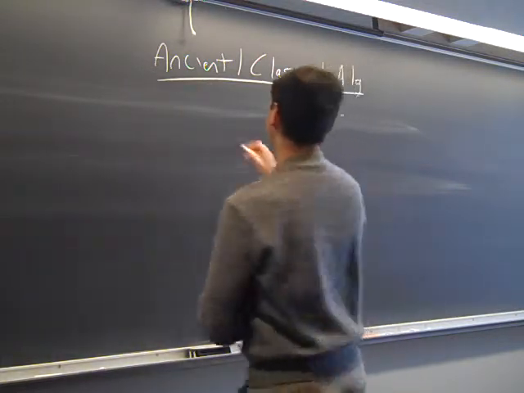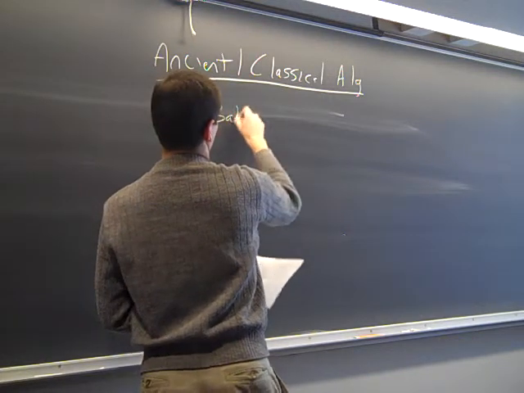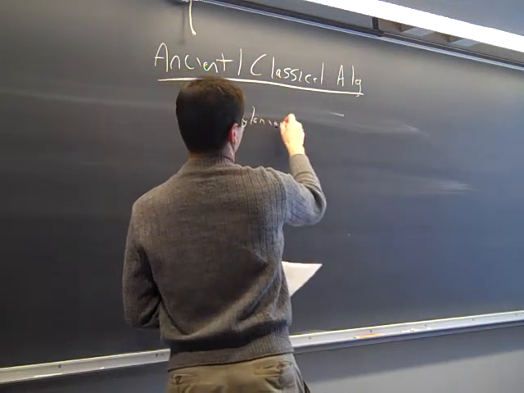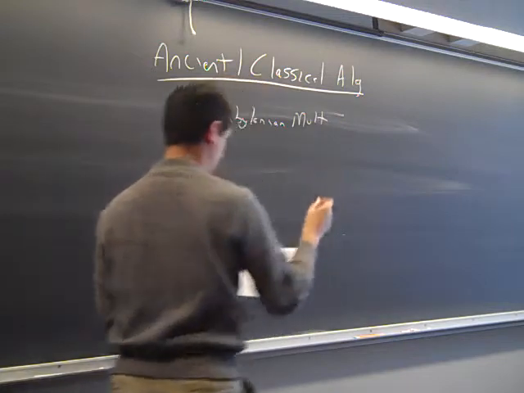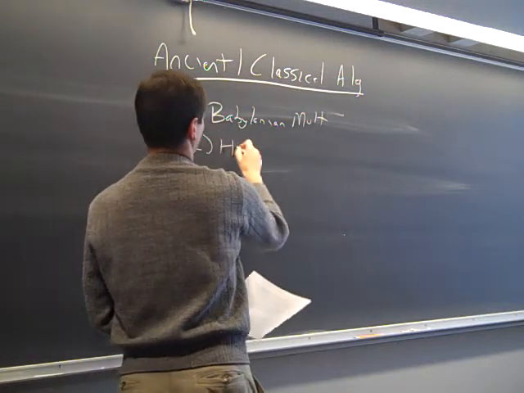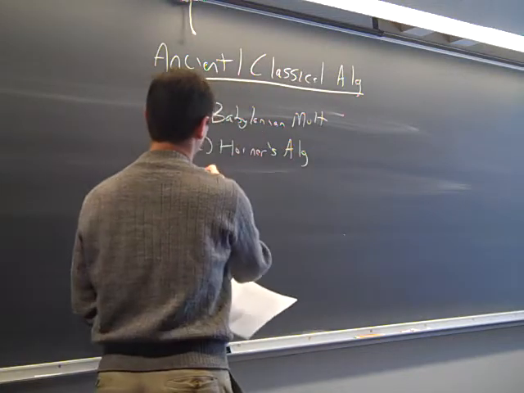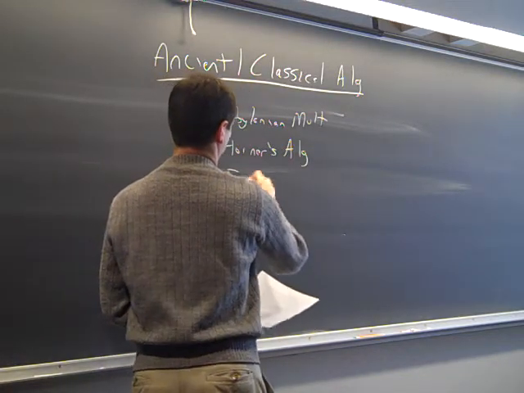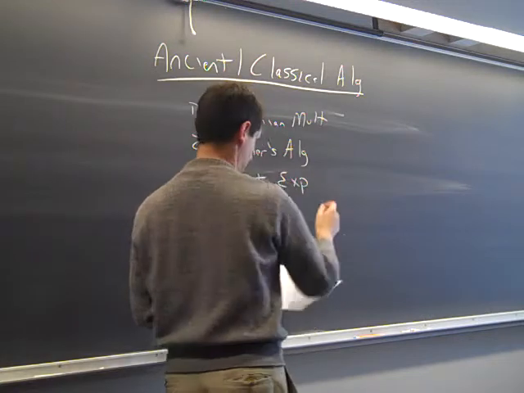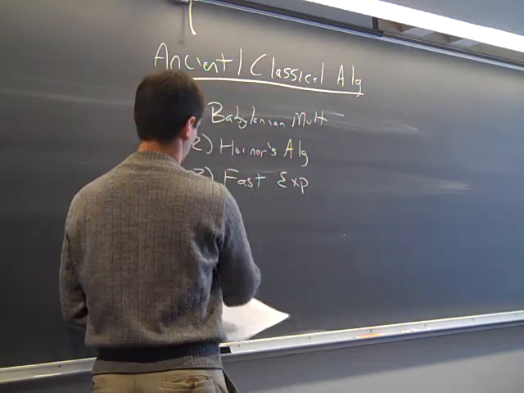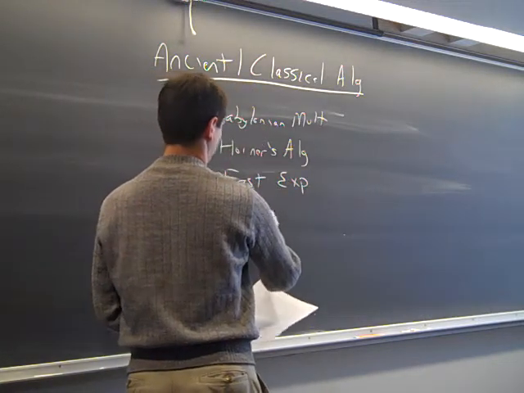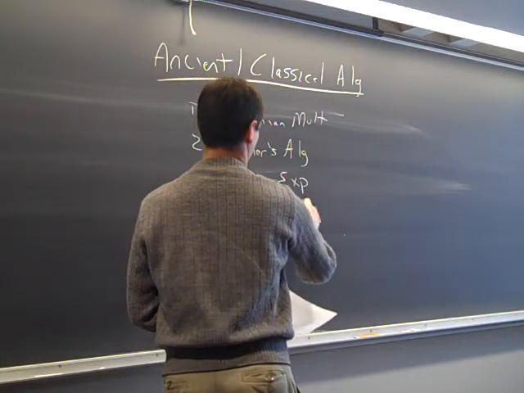And so here are a couple of things I want to talk about. Babylonian multiplication. Horner's algorithm. Fast exponentiation. And Strassen's algorithm.